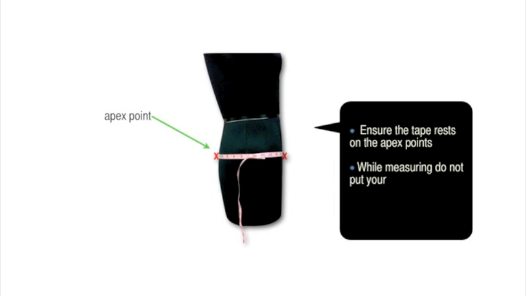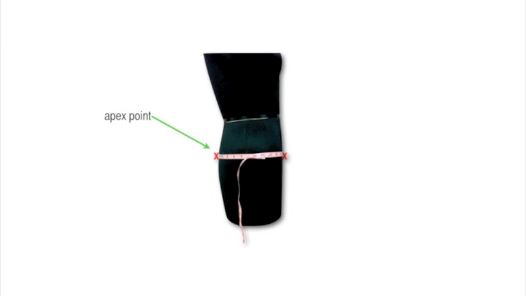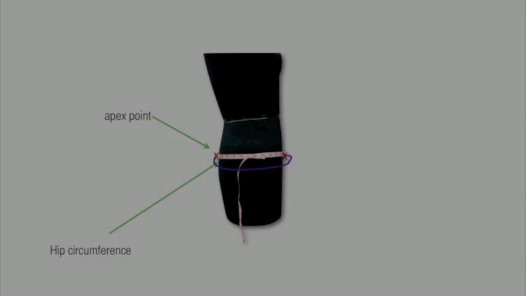And then you have the hip circumference. So the hip circumference is to be measured at the hip level. And the key point to be remembered here is that the tape should pass through the highest point of your buns. So ensure that is being done.